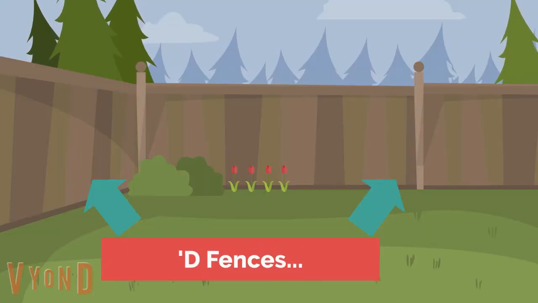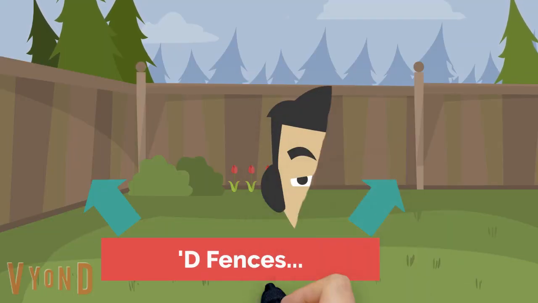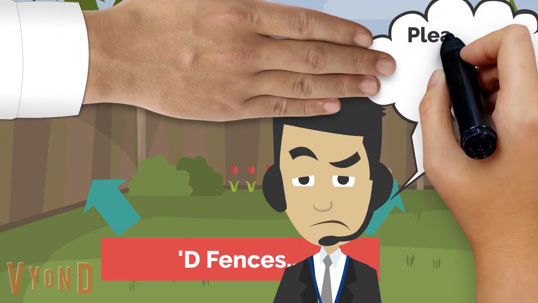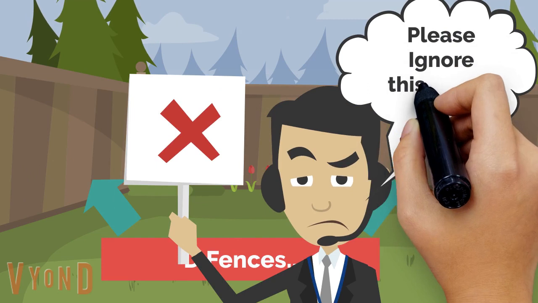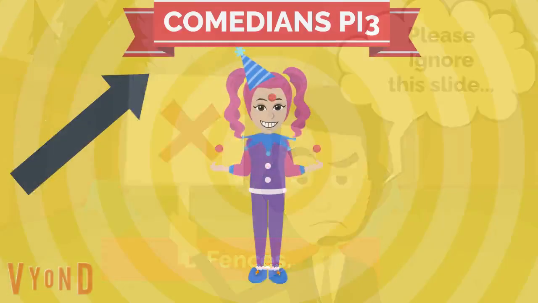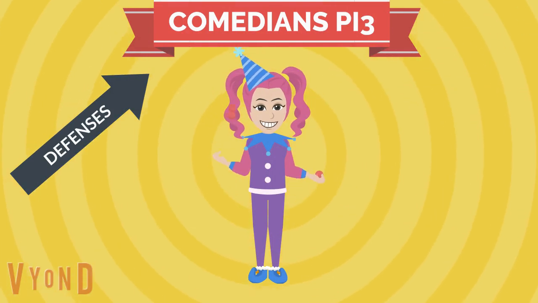The D is for defenses. It goes without saying, this is a very important and very large area. Since there are so many kinds of defenses, we tried to come up with a simple memory device, and the best we could do was COMEDIAN'S PIE. You might disagree or have a better one, but this is ours.